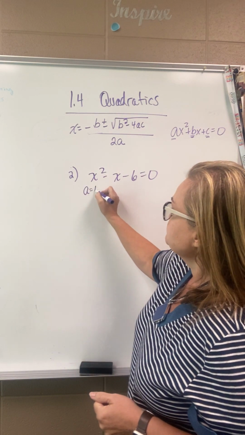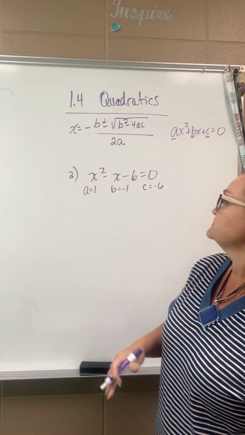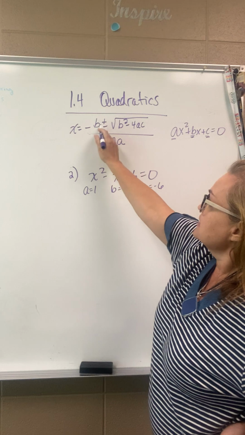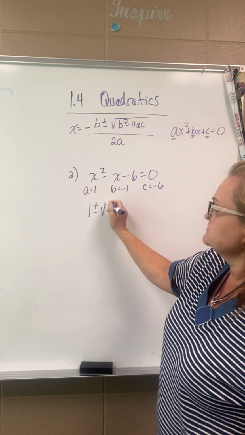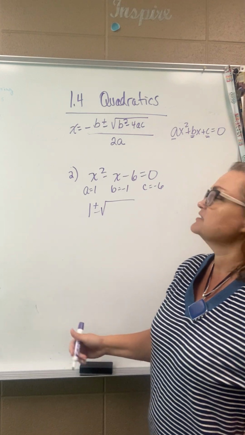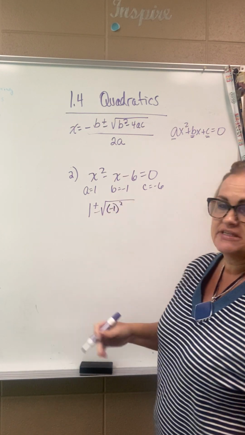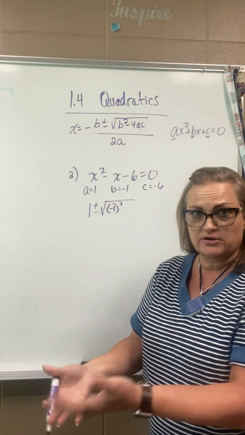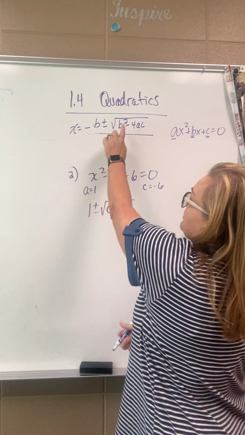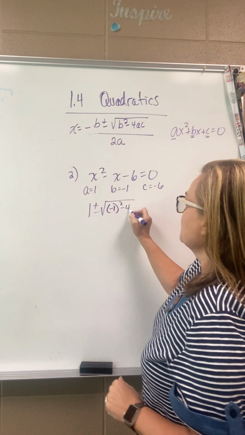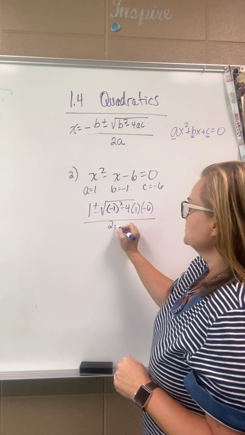A is 1, B is -1, C is -6. So the formula says negative b, so negative of -1 makes that a positive 1. It just changes its sign, basically. B squared, make sure you use the parentheses. It's the -1, the number squared. We're going to make it +1. This should always be a positive number when we square the b. Minus 4 times a times c, all over 2 times a.